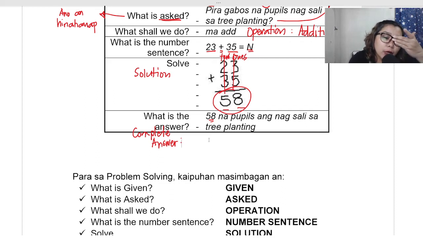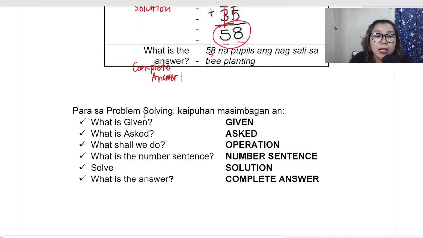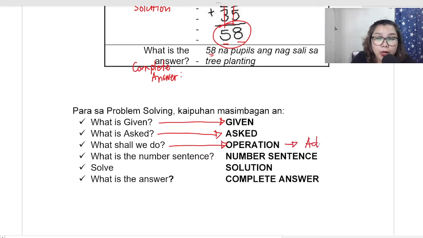Okay, para sa problem solving, what is given, yung first question. So, sino-shortcut na lang yan. So, given, what is asked, ano ang hinahanap sa problem. What shall we do? It pertains to operation. Specifically, for this module, we are on addition. And then, what is the number sentence?